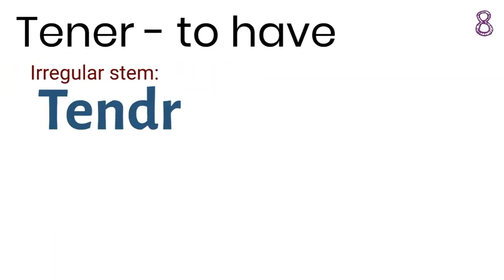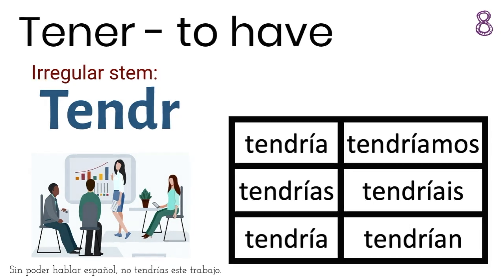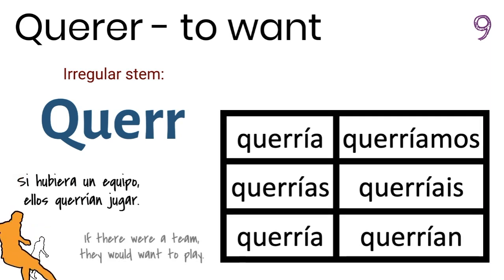Tener becomes tendr. Sin poder hablar español, no tendrías este trabajo. Without being able to speak Spanish, you wouldn't have this job. Querer becomes quer with two R's. Si hubiera un equipo, ellos querrían jugar. If there were a team, they would want to play.